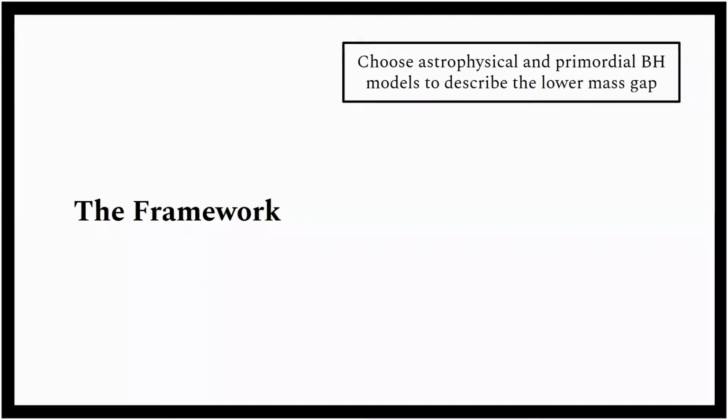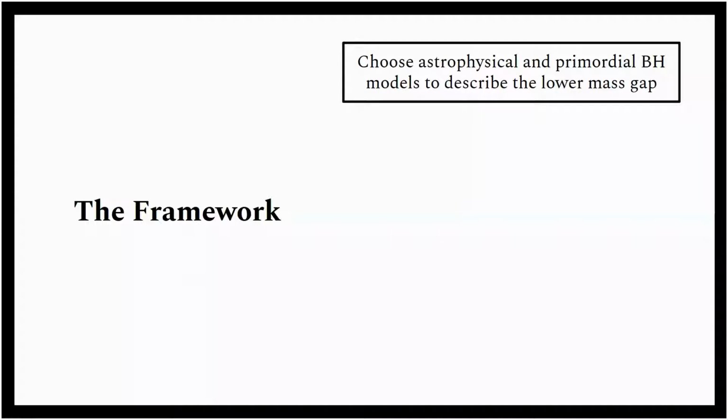So the very first thing that we think we should do is choose appropriate astrophysical and primordial black hole models to describe the lower mass gap region. Of course, I will say lower mass gap over and over again because that's what we're particularly looking at, but this whole framework also applies to all other mass ranges. So that's the first step. By models, I mean, yeah, in the next slide, I'll probably show you an example that might be easier to explain.